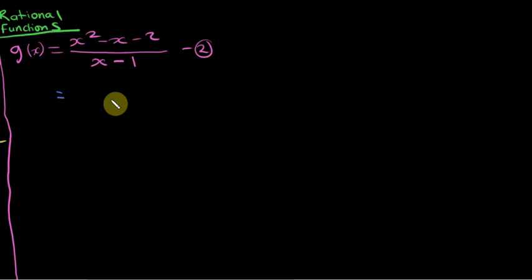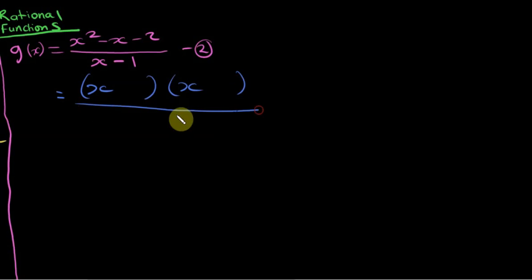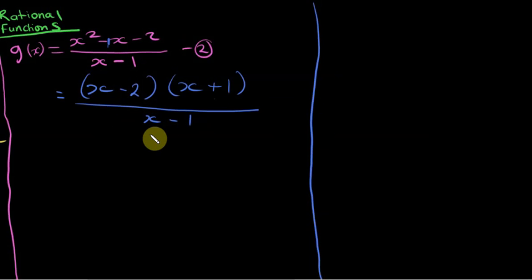X squared minus x minus 2. So I write my brackets and the values of x, and then I look at the numerator. Which two numbers, if I add them I get minus 1, and if I multiply them I get minus 2? Minus 2 plus 1 gives me minus 1. Minus 2 multiplied by 1 gives me minus 2. So this is x minus 2 and x plus 1. There is no factoring anything out here. Nothing cancels out. That's okay.